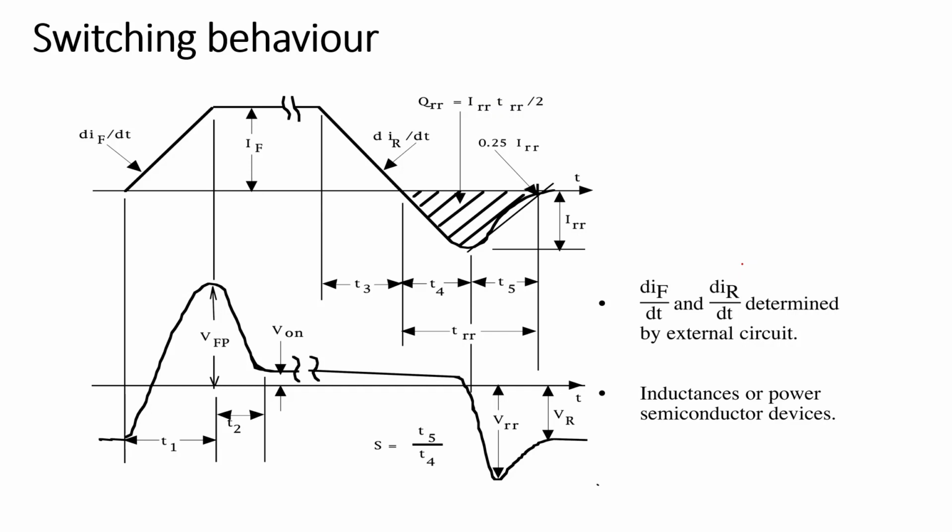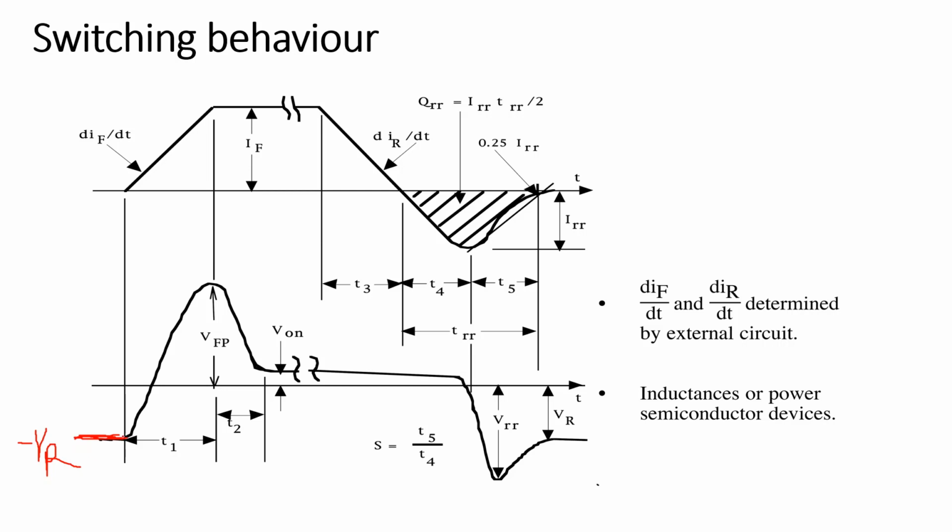Now here is the waveform showing the switching behavior of the diode. So when the diode was reverse biased, the voltage waveform is showing the negative voltage across the diode. Let us say it is minus VR, or a reverse bias voltage VR.